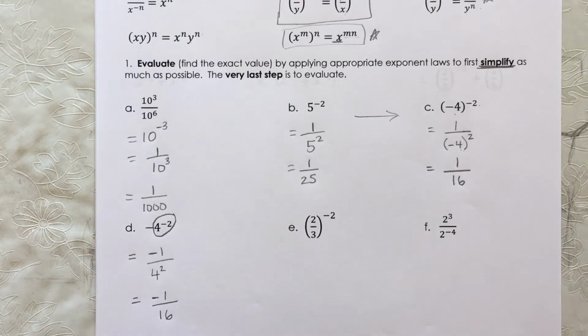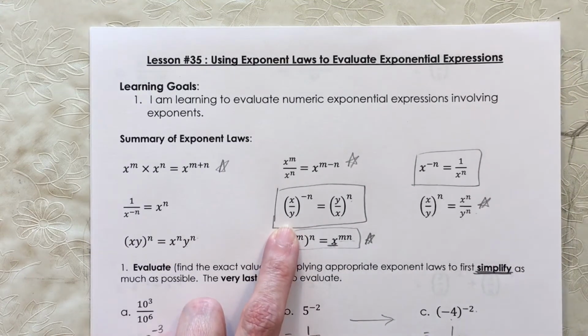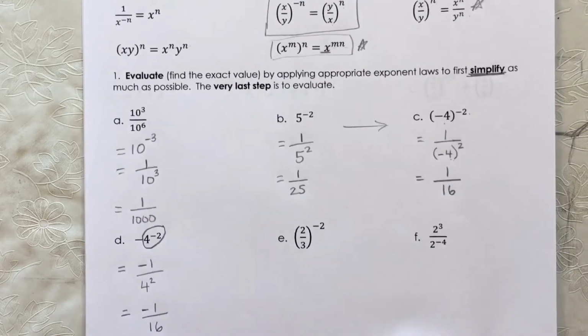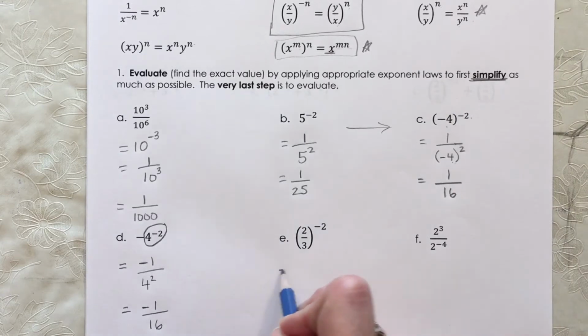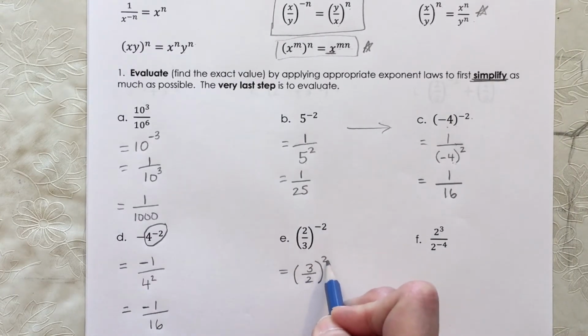2/3 to the negative 2. So I have a fraction to a negative exponent. Fraction to a negative exponent. The rule is you flip the base and the exponent becomes positive. 3/2 to the positive 2.